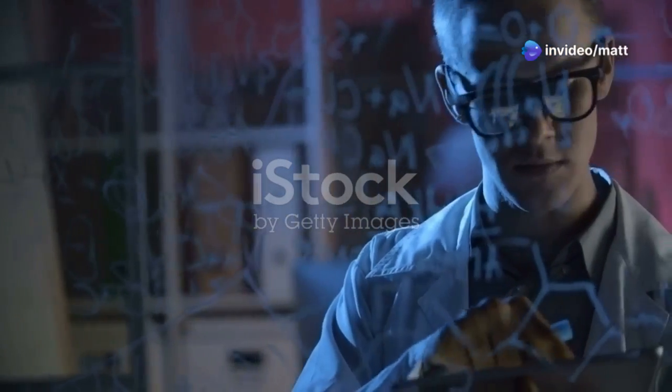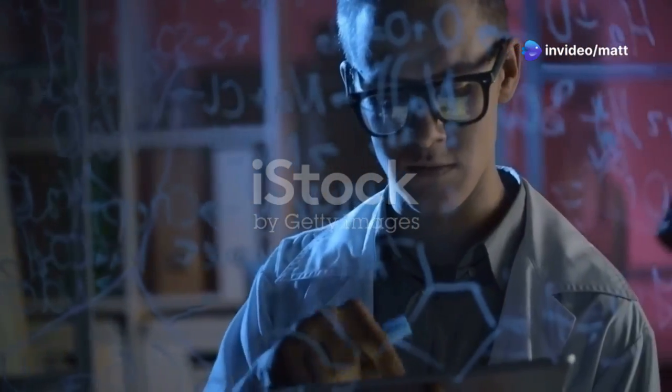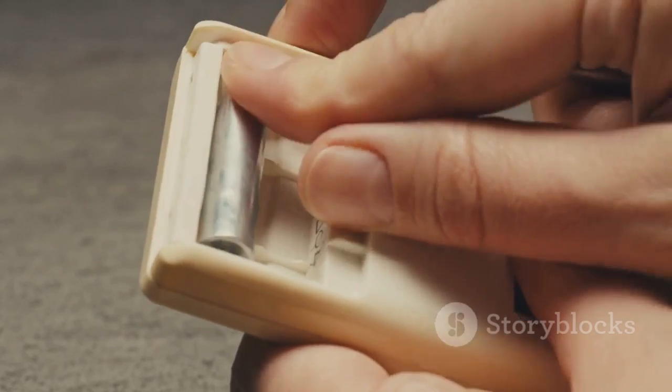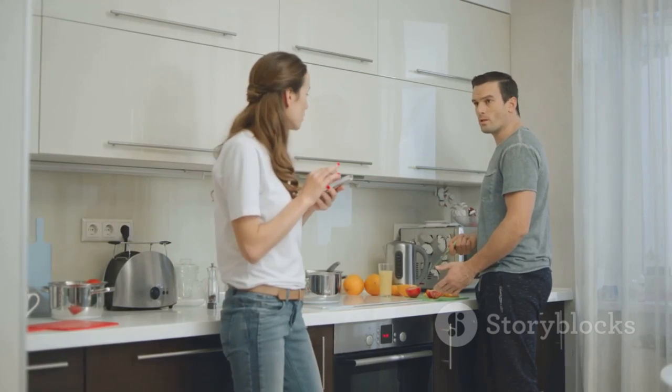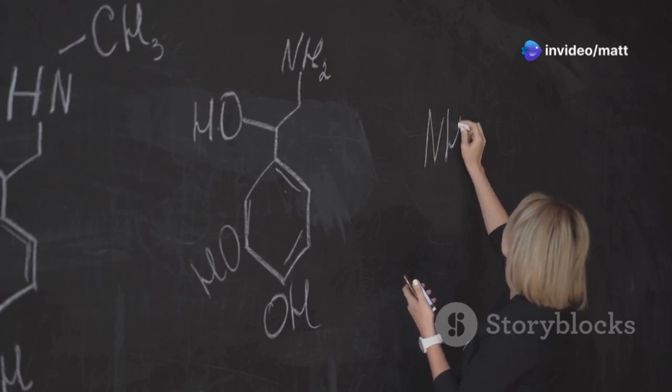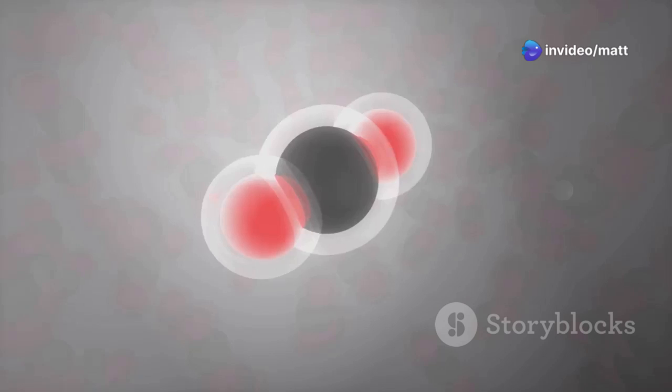Section 7. Conclusion: Ionic bonds in our everyday lives. From the salt we sprinkle on our food to the batteries that power our devices, ionic bonds play a crucial role in our everyday lives. Understanding how ionic bonds work helps us appreciate the chemistry that makes our world tick.